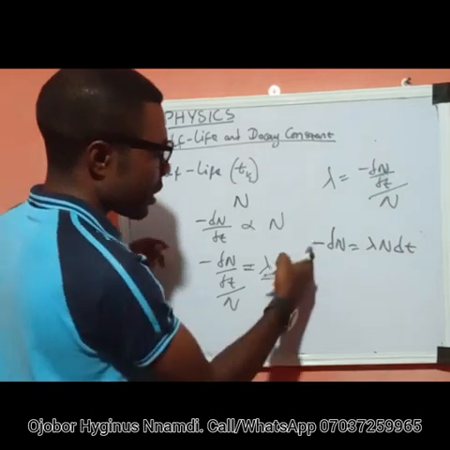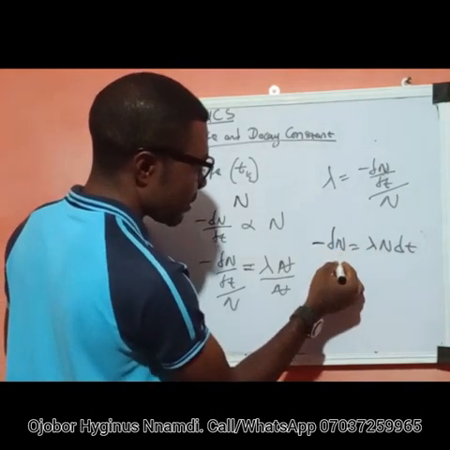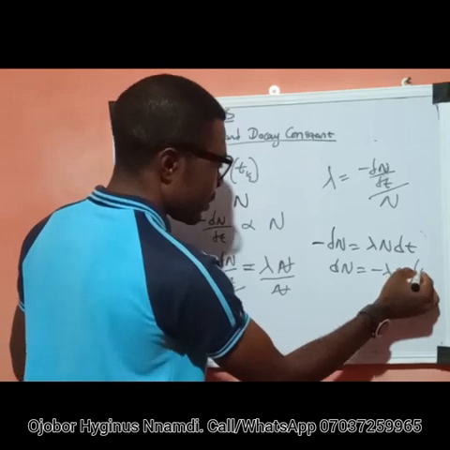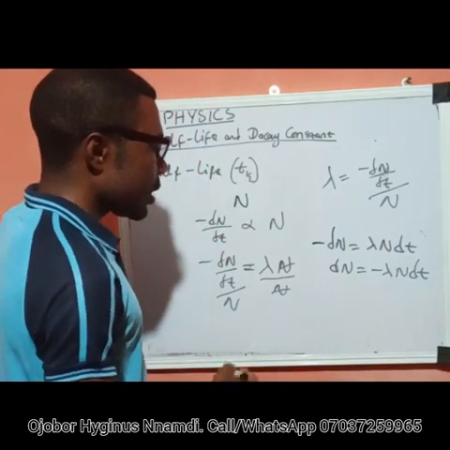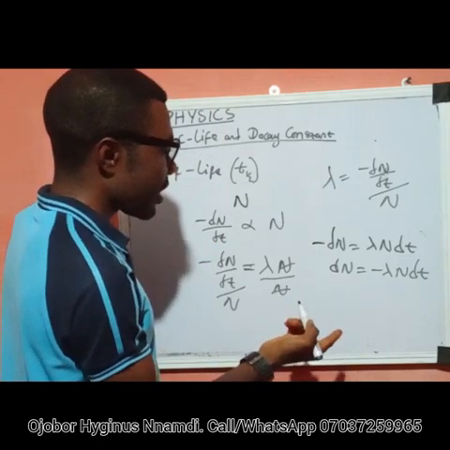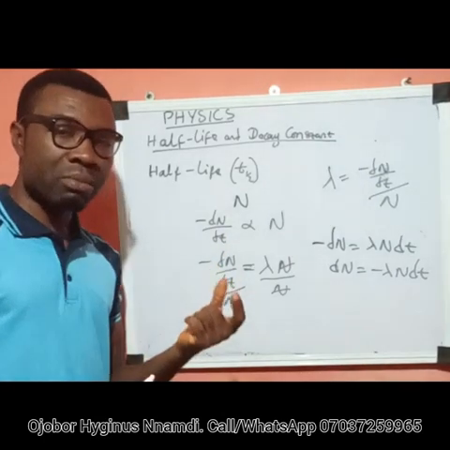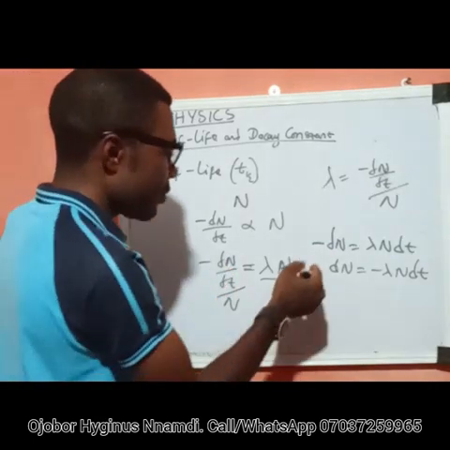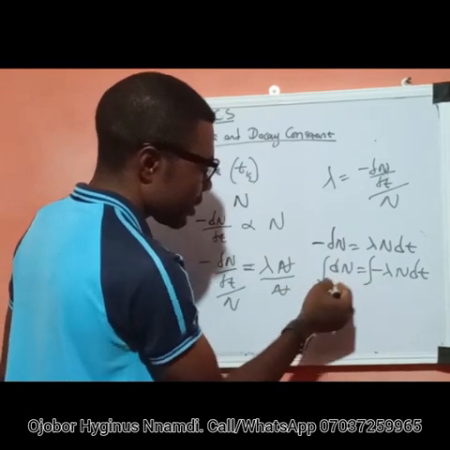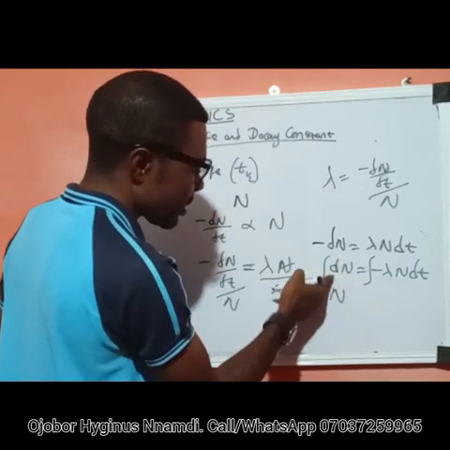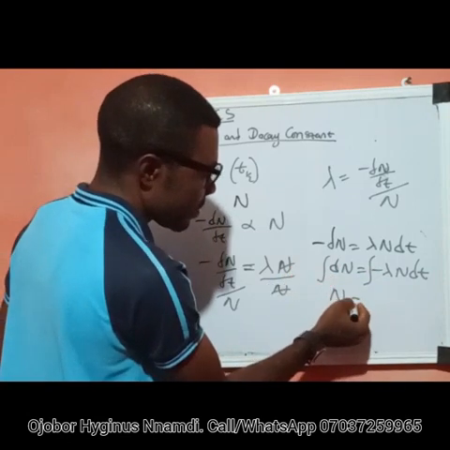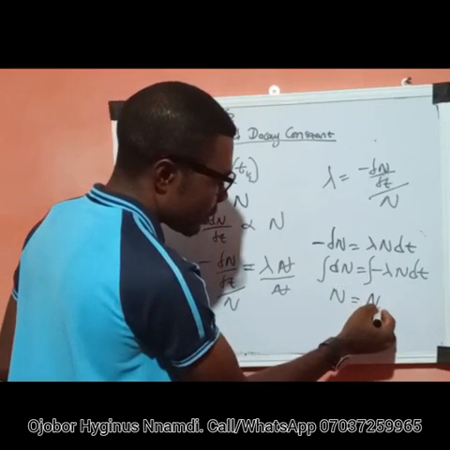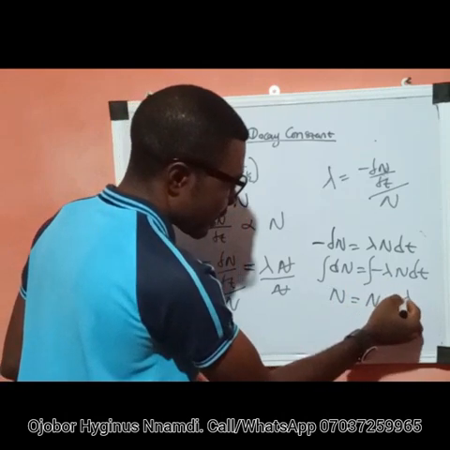Okay, then we can move this minus to this side, or multiply both sides by negative, so that we have that change in N is equal to minus lambda N change in t. Then mathematically, I want to get us a formula that we use to determine the number of atoms that will remain in a certain element after a certain time. If we integrate this and also integrate this, we will have N here. And if we integrate this one, we will have N naught exponent minus lambda t.